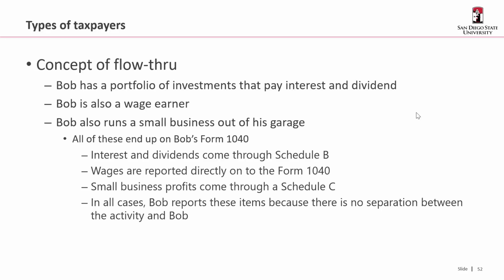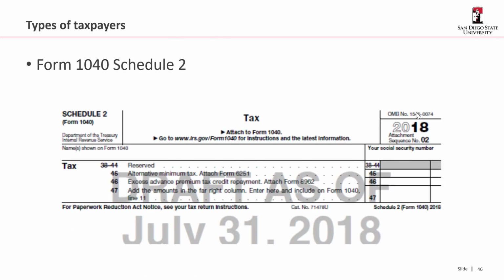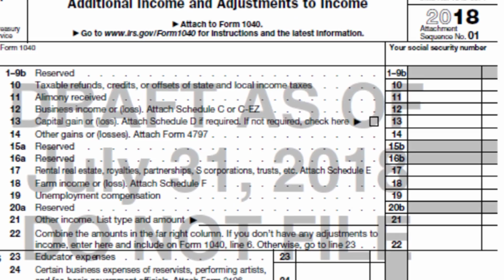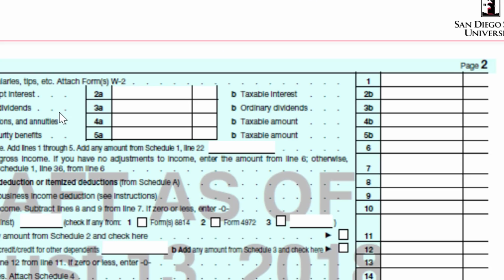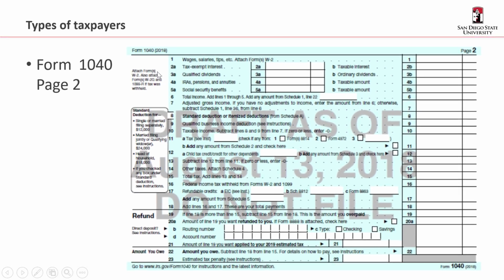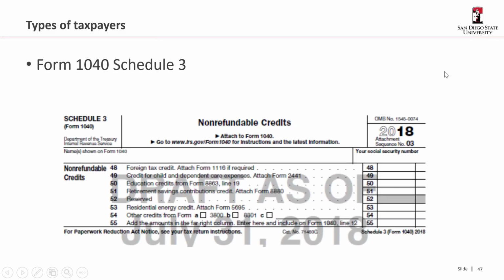And let's just flip back a second because I want to show you where Schedules B and C end up. So you can look here on line 12. Look, that's where Schedule C rolls through. Right? So if you have a small business, if you're self-employed, your income from that business is reported there. Whereas your Schedule B items, which are interest and dividends, would be reported on lines 2A, 3A, 2B, and 3B. So they're not included as a total, but instead the total interest and total dividends separately.